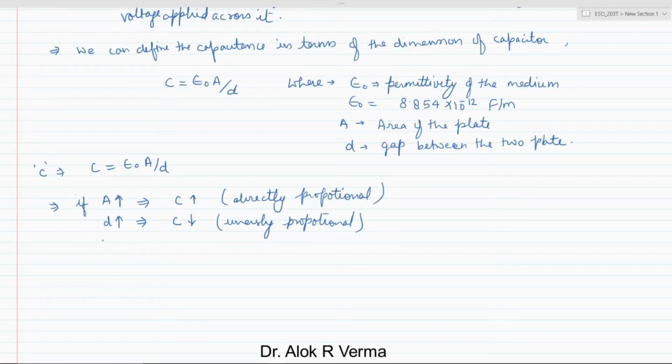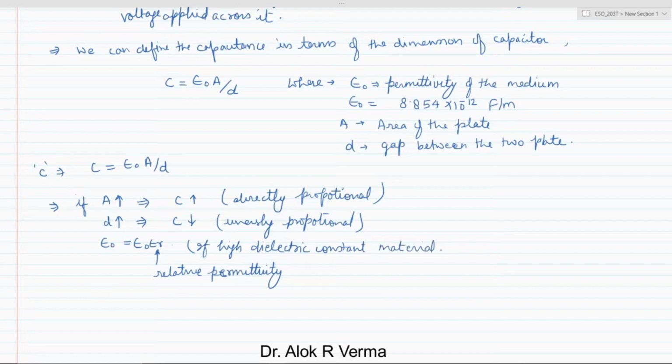Further, if epsilon naught is replaced by epsilon naught epsilon r, where epsilon r is the relative permittivity, so if a high dielectric constant material is inserted between the plates, then the capacitance will increase.